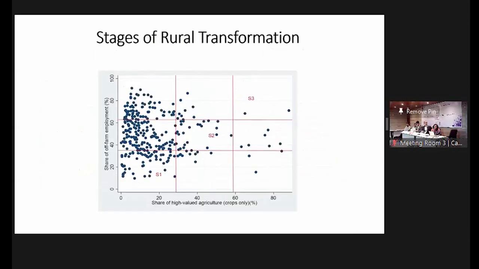These are the stages of the rural transformation figure. In our paper, we'll be categorizing the stages of rural transformation into three: stage 1, stage 2, and stage 3. Definitely stage 3 will be the advanced one, where a higher level of rural transformation could be seen. For the case of Pakistan, we have seen that most of the districts are clustered in the first and the second stage, and a very small number could be seen in the third stage.